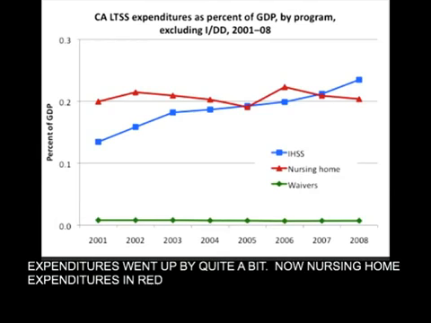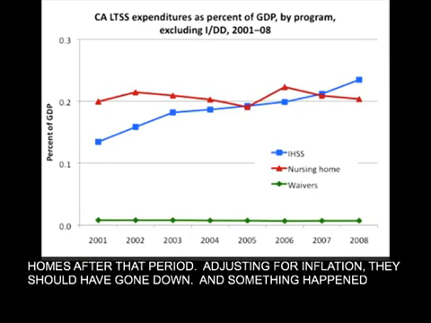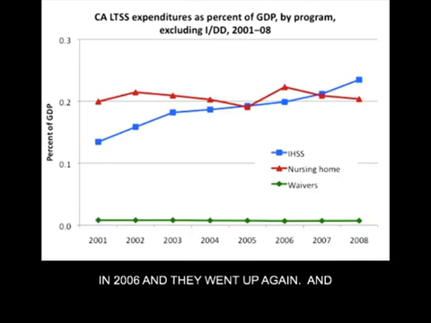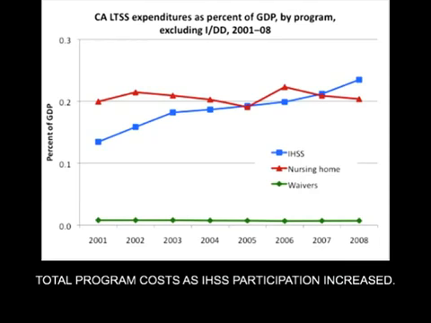Now nursing home expenditures in red, they started going down between 2002 and 2005. After all, there was a decline in the number of people in nursing homes over that period. So adjusting for inflation, they really should have gone down. But something happened in 2006, and they went up again, and maybe they're starting to go back down. I'm going to talk about that later if I have time, about what happened there. But so in effect, in California, there was actually an increase in total program costs as participation in IHSS increased.